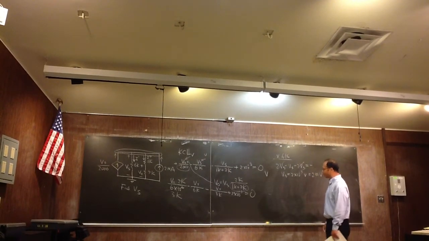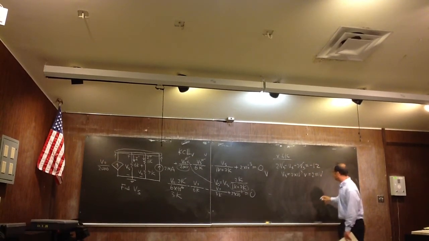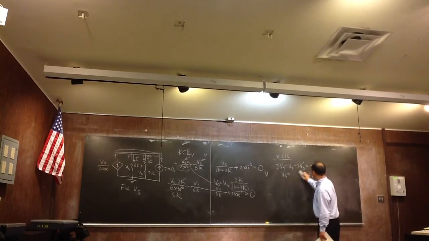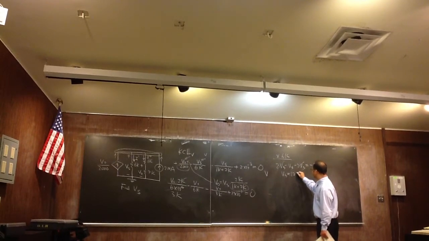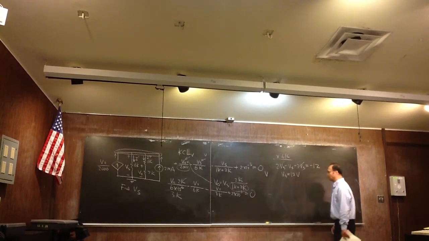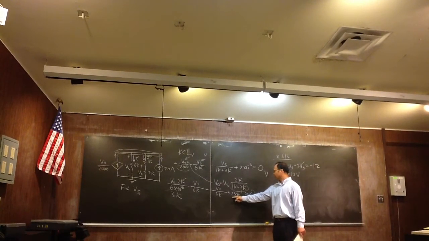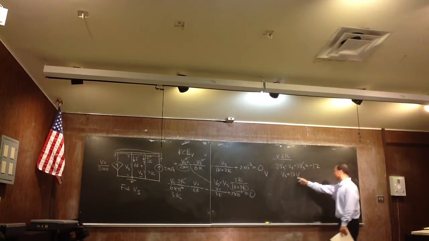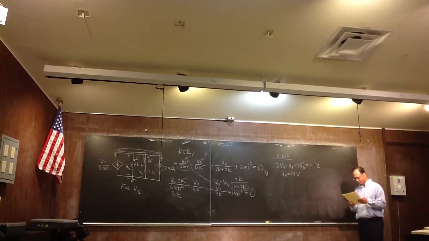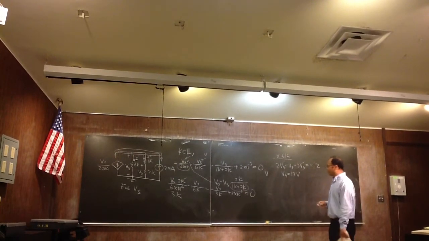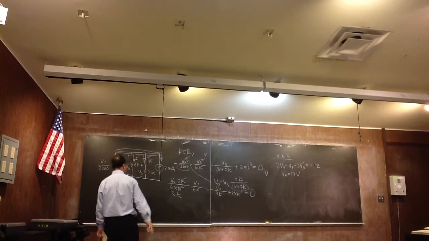So that gives you what? Still times 10 to the negative 3. What was 6K? Oh, yeah. So this becomes 12. So it's 12 volts. Okay, so we have found that. So we have found these rest.